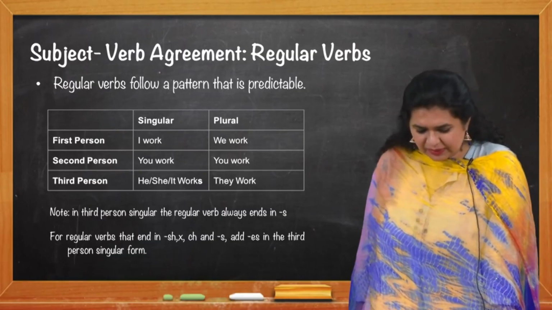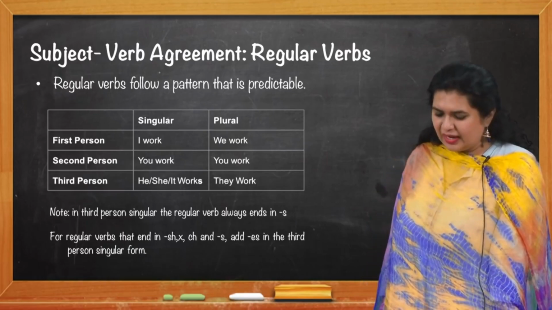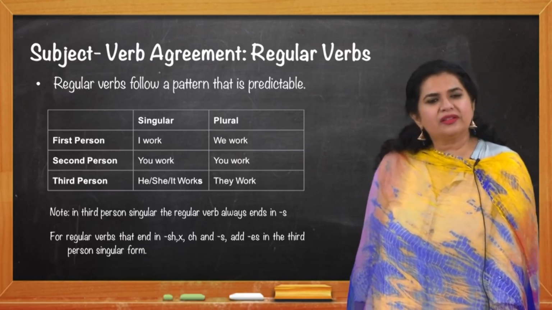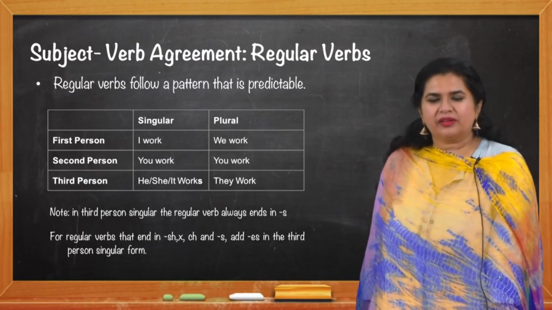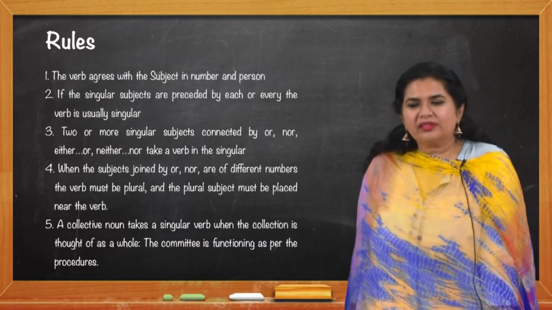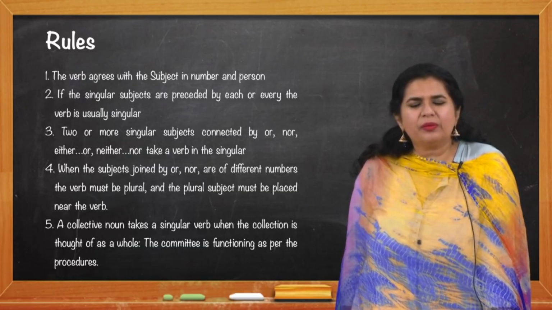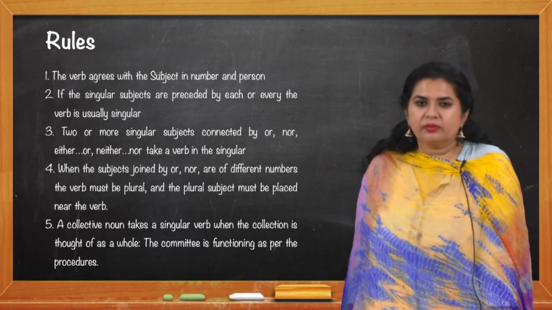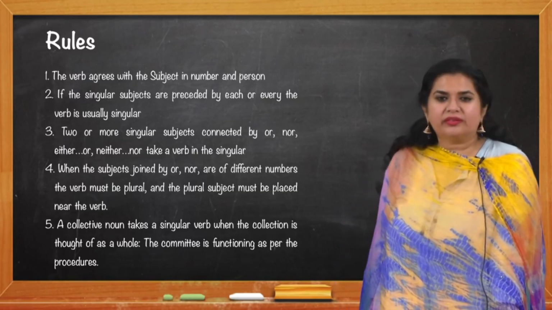For regular verbs that end in SH, X, CH and S, add ES in the third person singular form. You are going to get several such examples during the course of the remaining part of this course. Now, look at the rules and try to understand them. You can look these up on the internet, or in any good book of grammar.